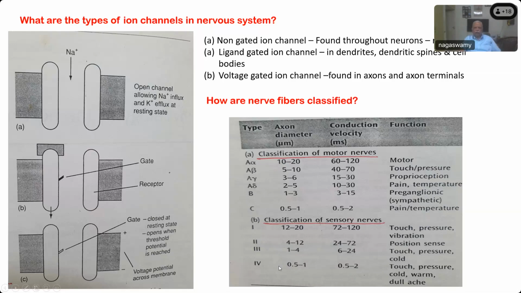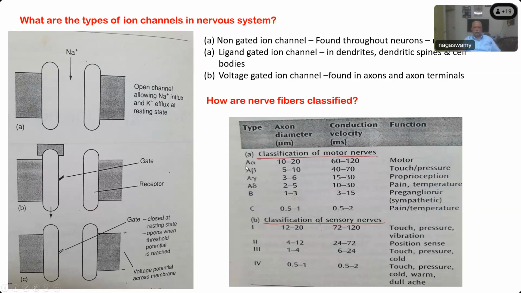Again, they are based on the diameter and the velocity or the speed with which they can conduct. This classification of Roman numerals 1, 2, 3, 4 is not commonly used. It is mainly for the purpose of knowing the conduction velocity and what are all the types. But in practice, we use more of the classification where it is classified first broadly into A, B, C, and A is divided into 4 subcategories.